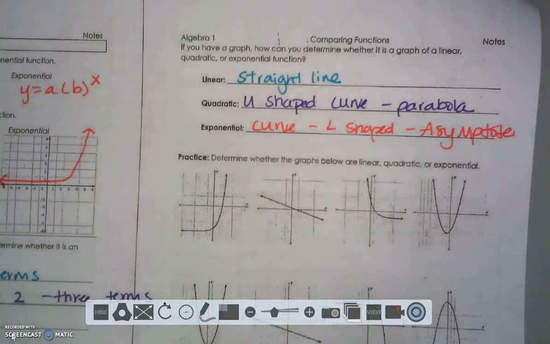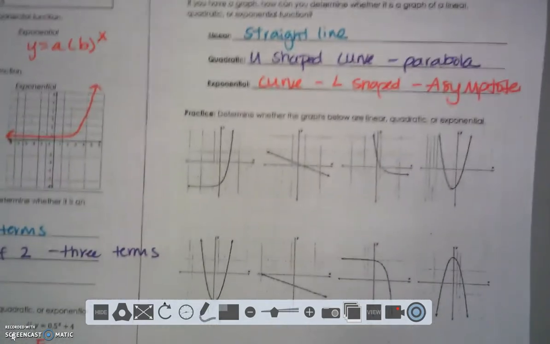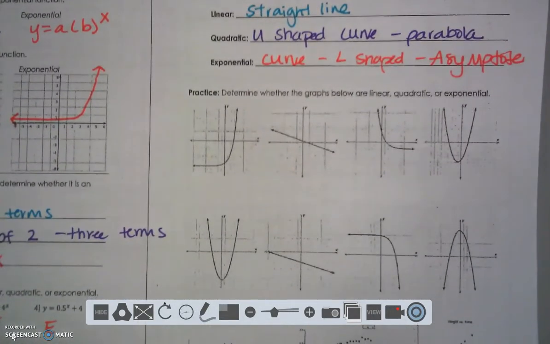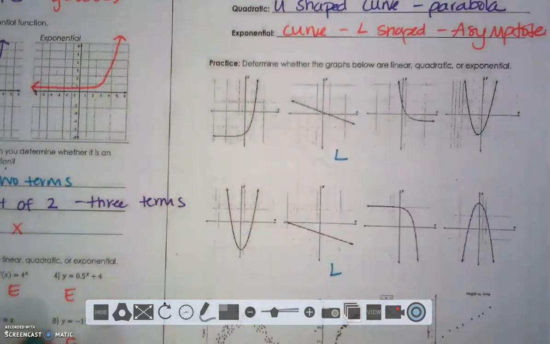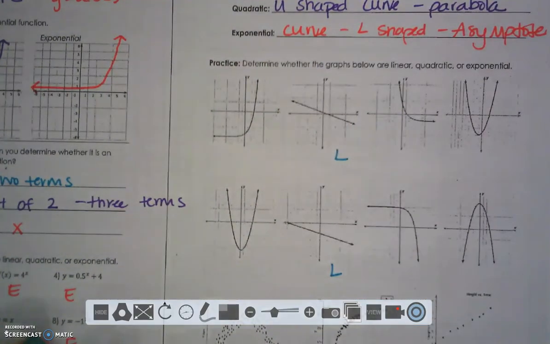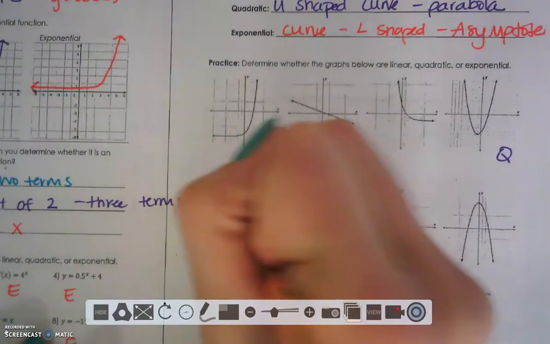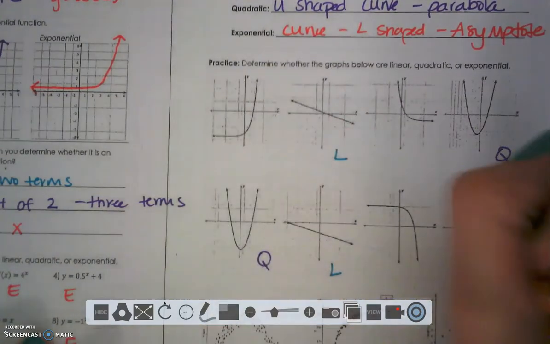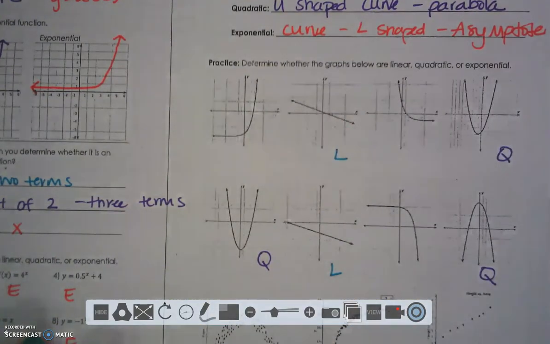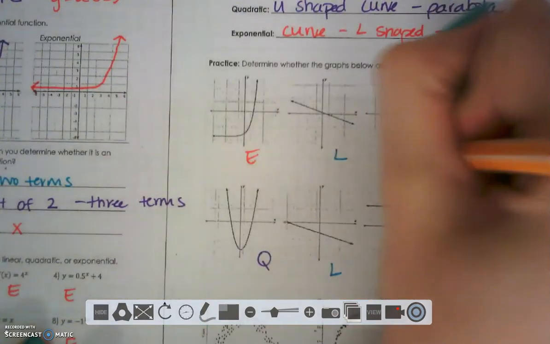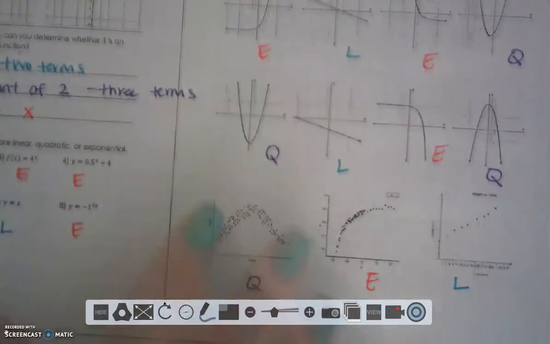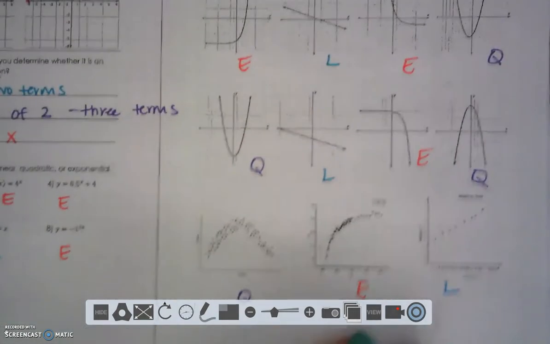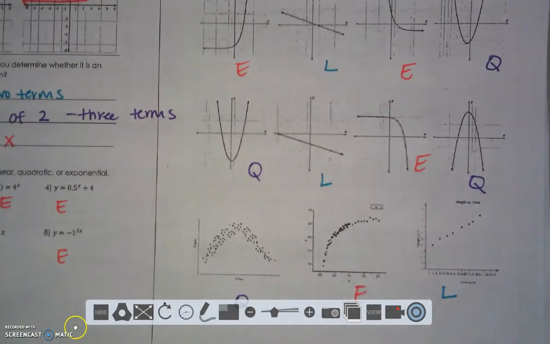So go ahead and pause the video again and see your knowledge about identifying which graphs are linear, quadratic, or exponential. I hope you really did pause the video and recognize that these functions are linear, these functions are quadratic, and the remaining functions are exponential. So check your work there and then flip the page over for the last little bit of notes.